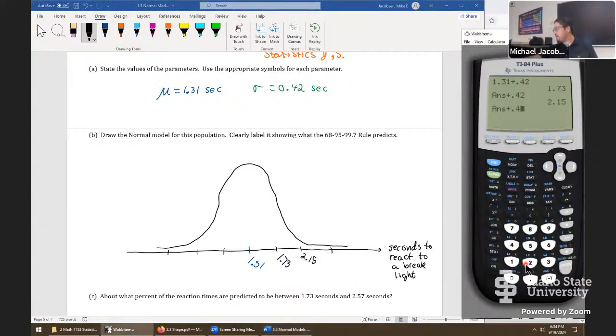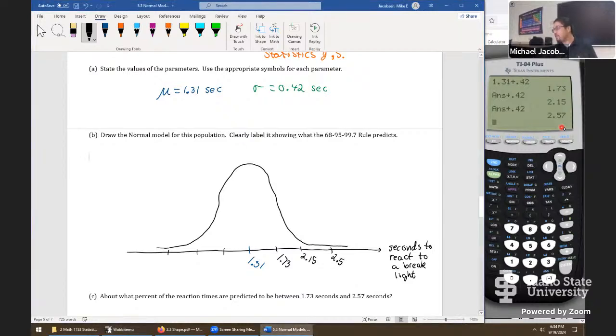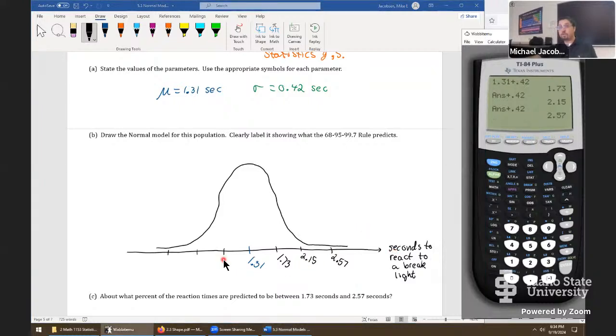Add 0.42 again. That's 3 standard deviations over 2.5 seconds. That just sounds like a rear end collision at that point. Depends on the speeds, of course, but 2.57 seconds. But again, 3 standard deviations is outrageously far out there for data. Then we just go in the backwards direction. Exactly, start by putting in 1.31, subtract, and just the standard deviation again, 0.42.